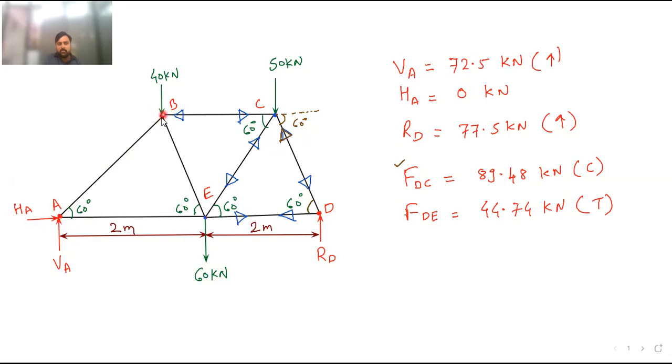You can solve B also. Joint B also has only two unknowns, BA and BE. So you can solve also joint B. There is no problem to solve this joint B also. Now you can see if I extend this, if this angle is 60 degree over here, this angle will also be 60 degree. So you can solve this. The angle of the new member is also known to you. So only two unknowns, BA and BE. So you can solve joint B also. And if you come to joint A, that also you can solve.